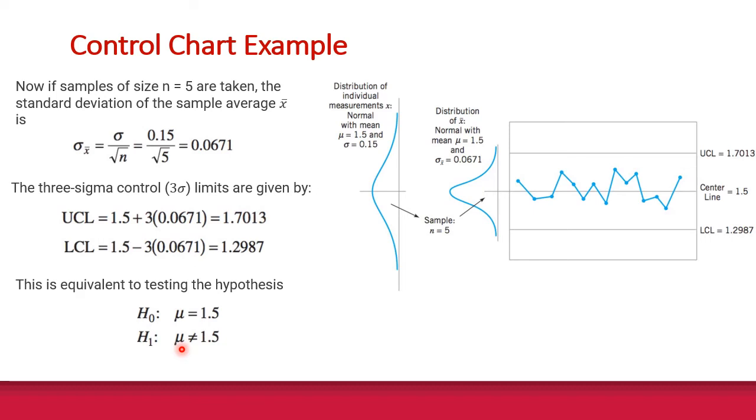So instead of doing that complicated one-sample Z stuff, we can just look at the control chart. Minitab will graph the control charts for us. We can look and see if we fall outside the control limits. So it's a much more graphical, visual way to do statistical analysis by using the control chart. That's why it's so popular.